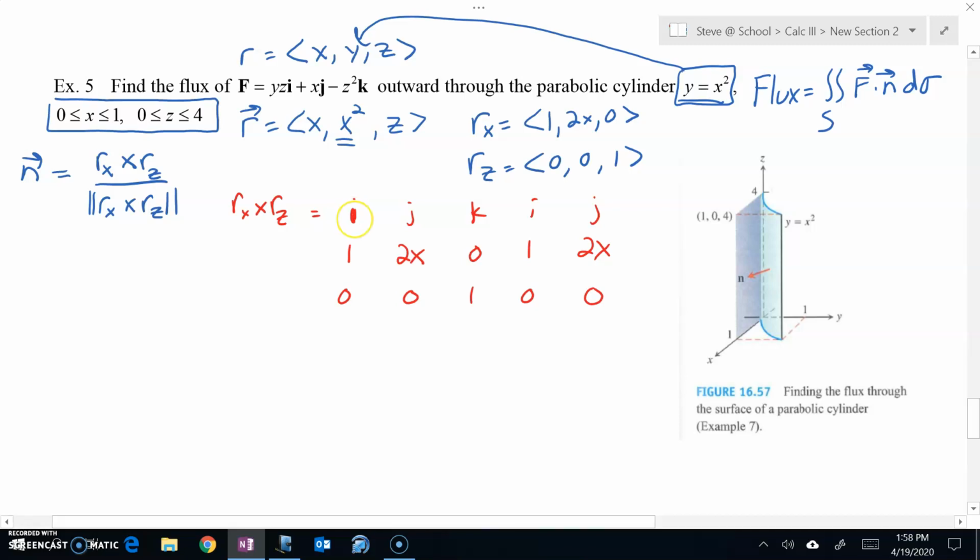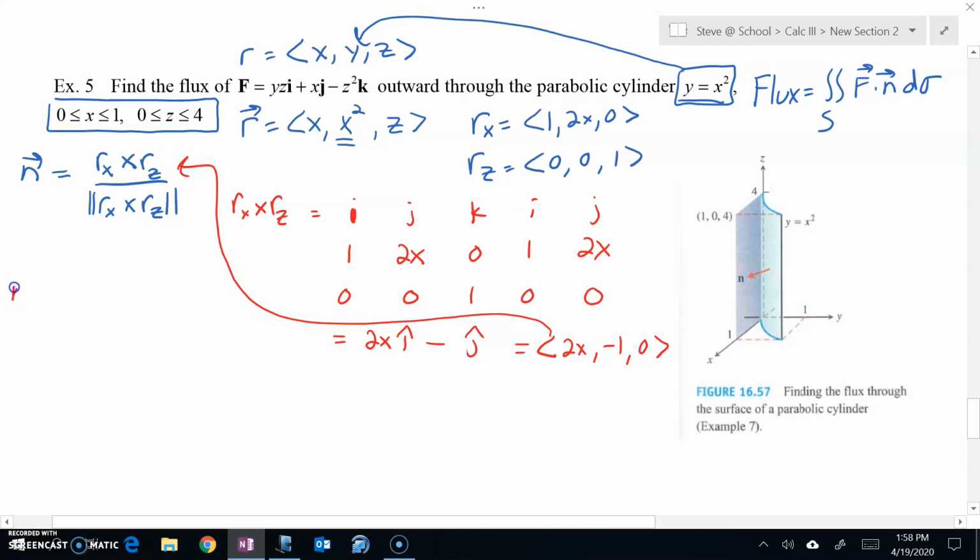Alright, so we get that the cross product is equal to 2x in the i, nothing in the j, nothing in the k, minus nothing, nothing, minus j. Okay, so if I write that in my other form, it's 2x, negative 1, 0 is my cross product. Okay, so that means my normal vector, I'm going to bring that back to here.